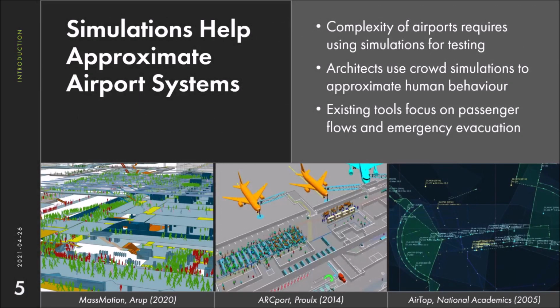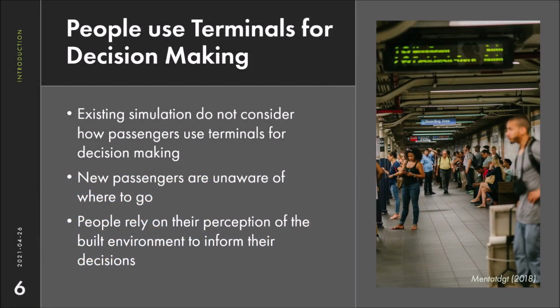Because of these complexities, testing airports typically involves using some form of computer simulation. Architects do currently use what are called crowd simulations to check passenger behavior in the built environment, which do actually do a good job of approximating people on a large scale. These tools are often used to check people in process flows and emergency evacuations. While these are important, the design of a terminal is often more than just flows and egress. As a result, these simulations do not consider how people use the architecture to make decisions.